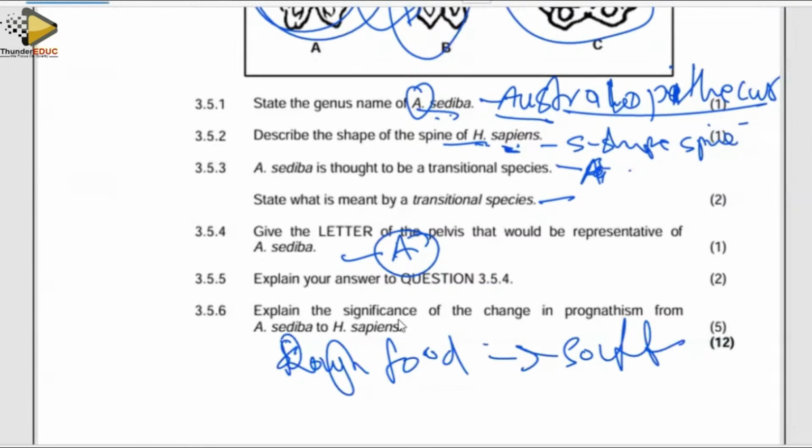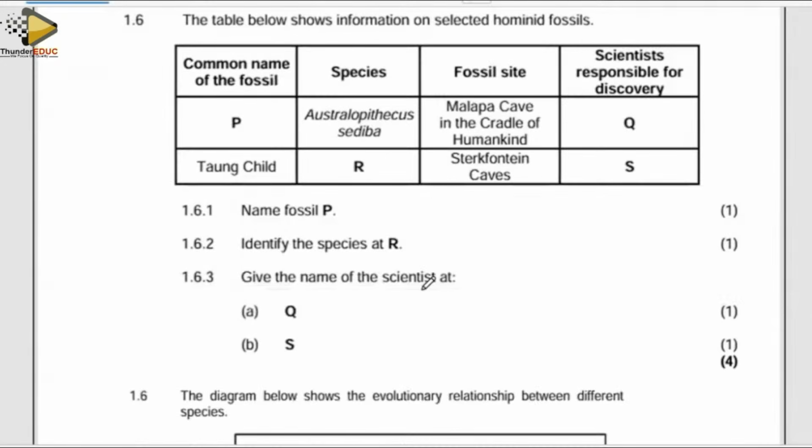So if it was feeding on raw food, that's Australopithecus sediba, and then this one is cooked food, automatically it's going to change from prognathous to non-prognathous. It's going to change from large jaws to small jaws, from big canines to small canines, and it means that it's going to reduce the chewing muscles, from big ones to small ones, due to the change in the diet. So that's what it means.